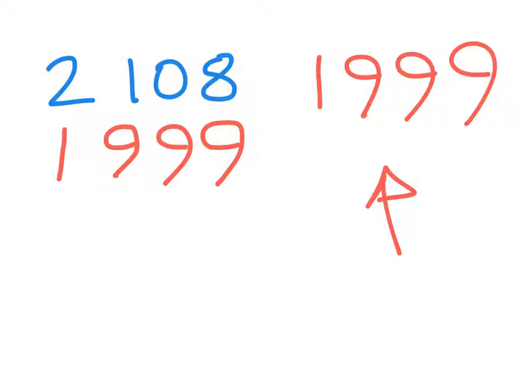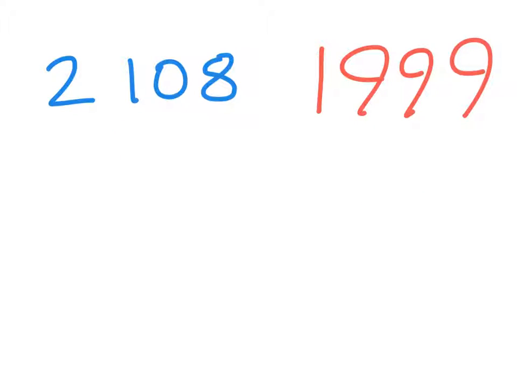And now when I compare these two numbers, I always start with the biggest numbers here on the left, so the thousands place value. And the blue number has a 2 and the red number has a 1. So right away it's easy for me to see that the blue number is bigger. The way that I write this is that 2,108 is greater than 1,999. And remember, this mouth is a very hungry mouth, sharp teeth, wanting to eat the bigger number.